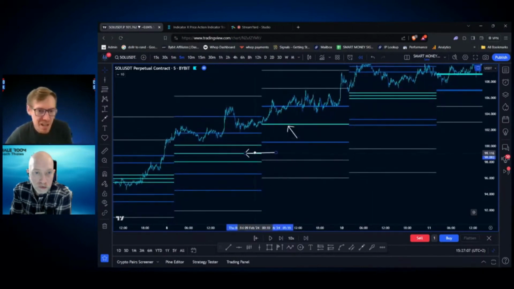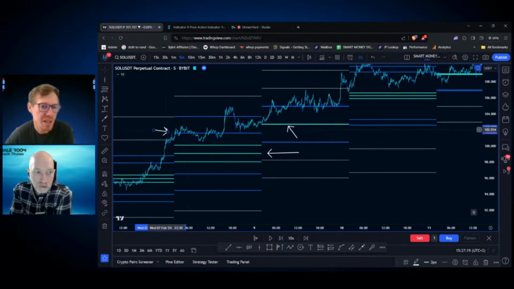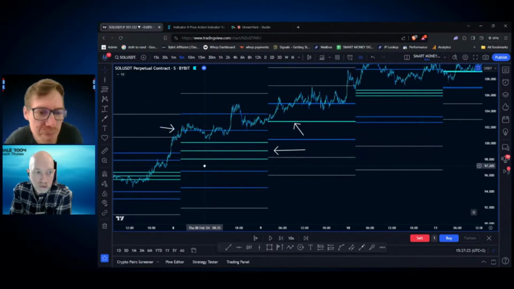When we get a very wide grid like this, this means we're going into a ranging market. And if price is above the grid, we know it is a bullish market. So for this grid over here, it is a bullish market and a ranging market.